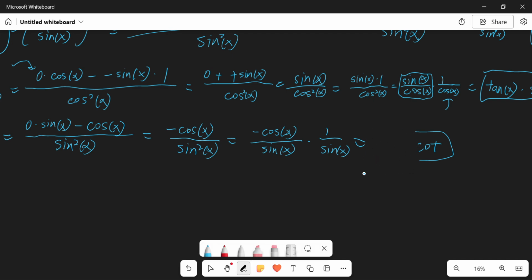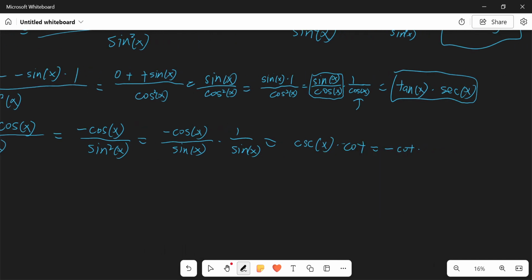We can't put our answer like this, so it will be cosec x times negative cot x, which is negative cot x cosec x.